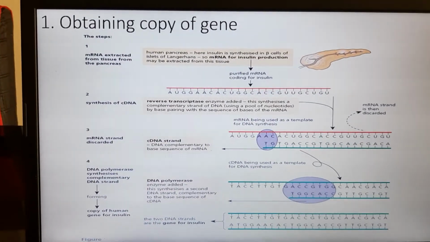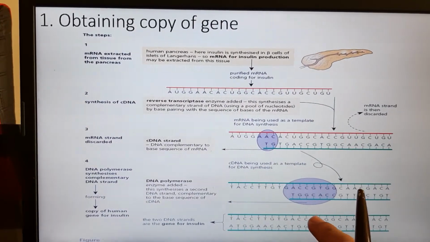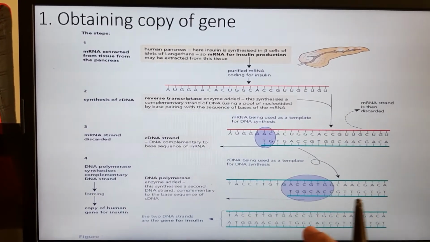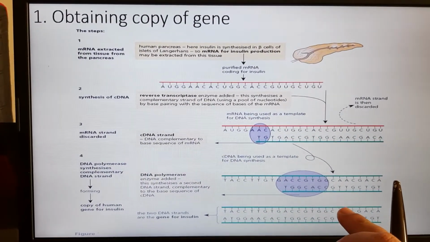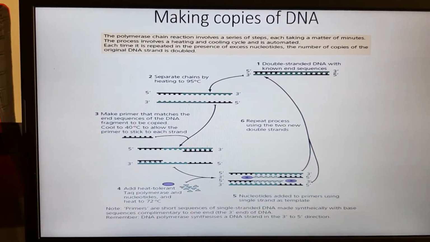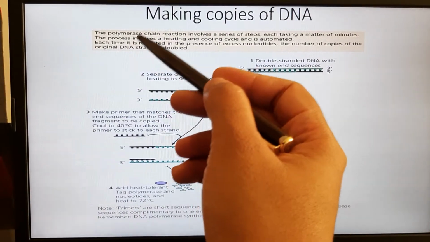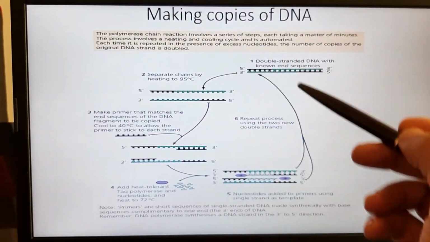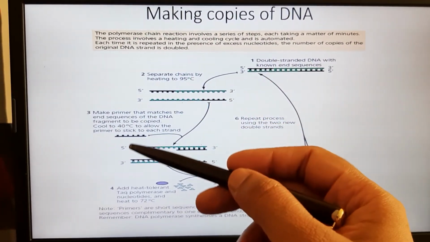Now we have only a single strand of DNA. We need single piece of DNA, single molecule of DNA. We need to make many copies of it. Then only we can manufacture insulin. For that, we do a process called PCR. It's called polymerase chain reaction, where we use a series of steps.